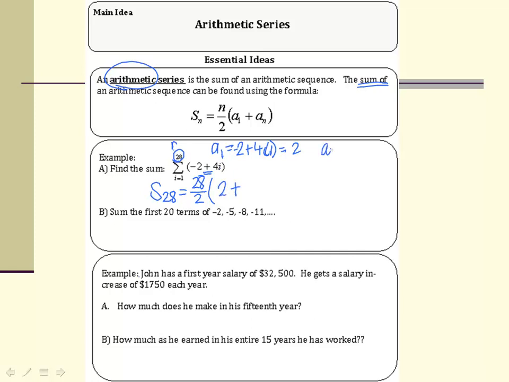Okay? To find my 28th term, because I'm adding up 28 things, I plug a 28 in. So negative 2 plus 4 times 28, you end up getting 110. So that goes in my formula as well. So with this arithmetic, you got to know the first term and the last term. Once I get that, I just plug this in my calculator. What I get for a total for the 28 things is 1,568.